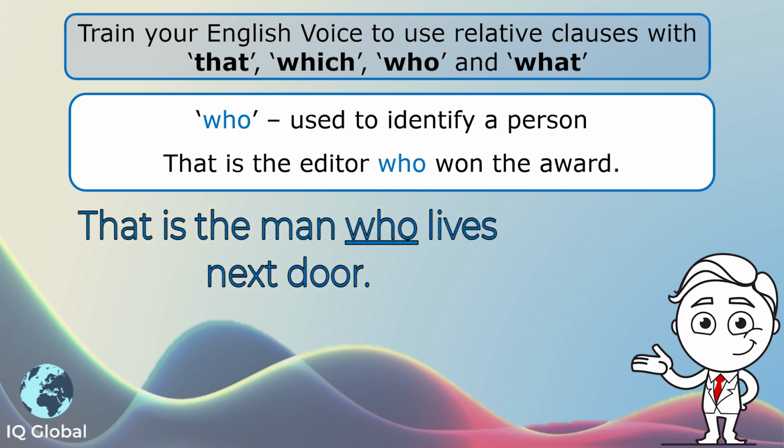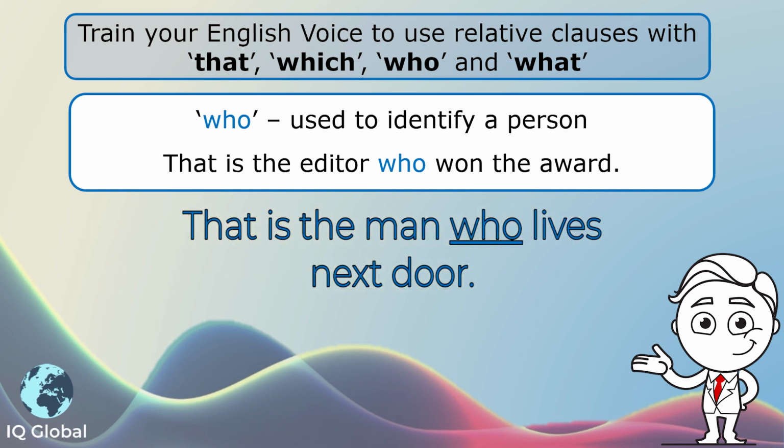Another example, that is the man who lives next door. We are giving more information and identifying a person, the man. So we use the word who in the defining clause.